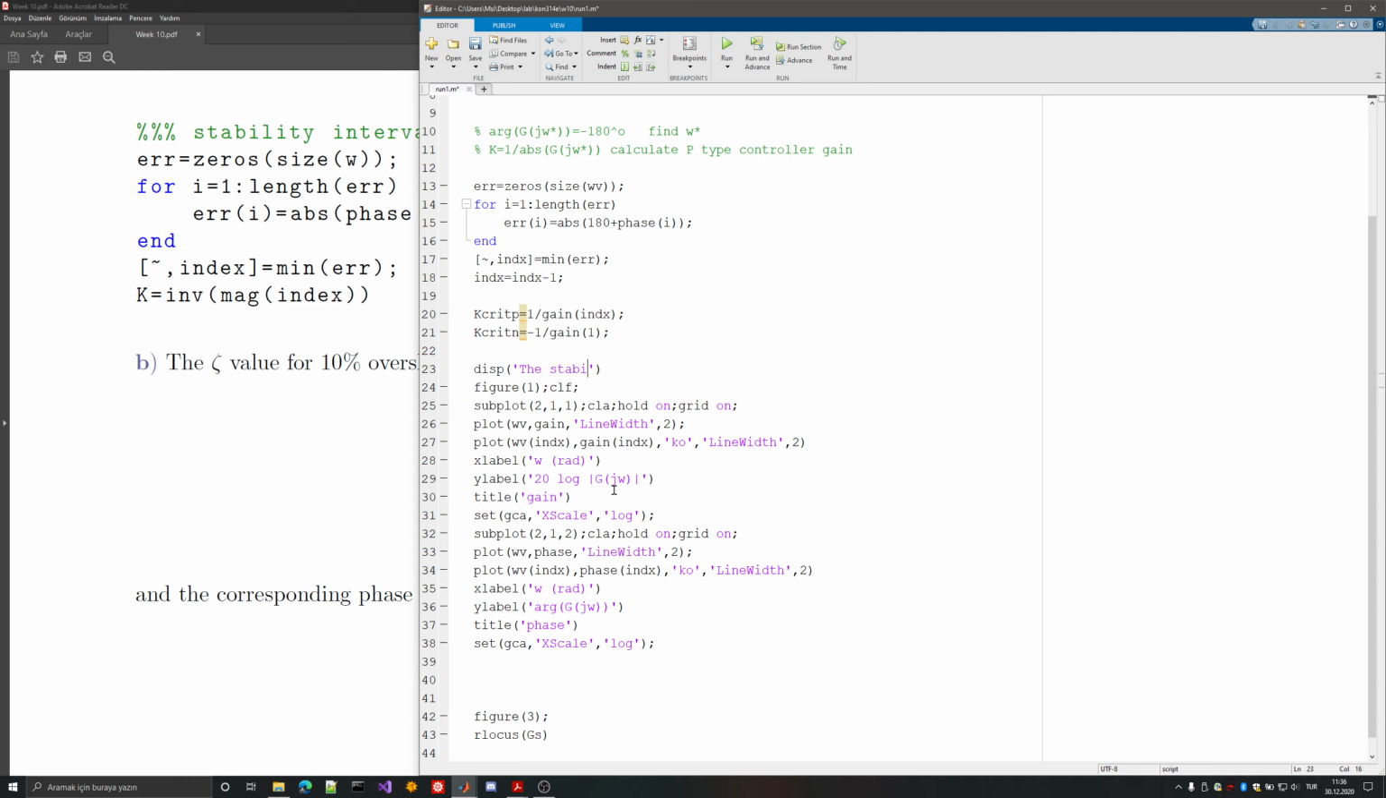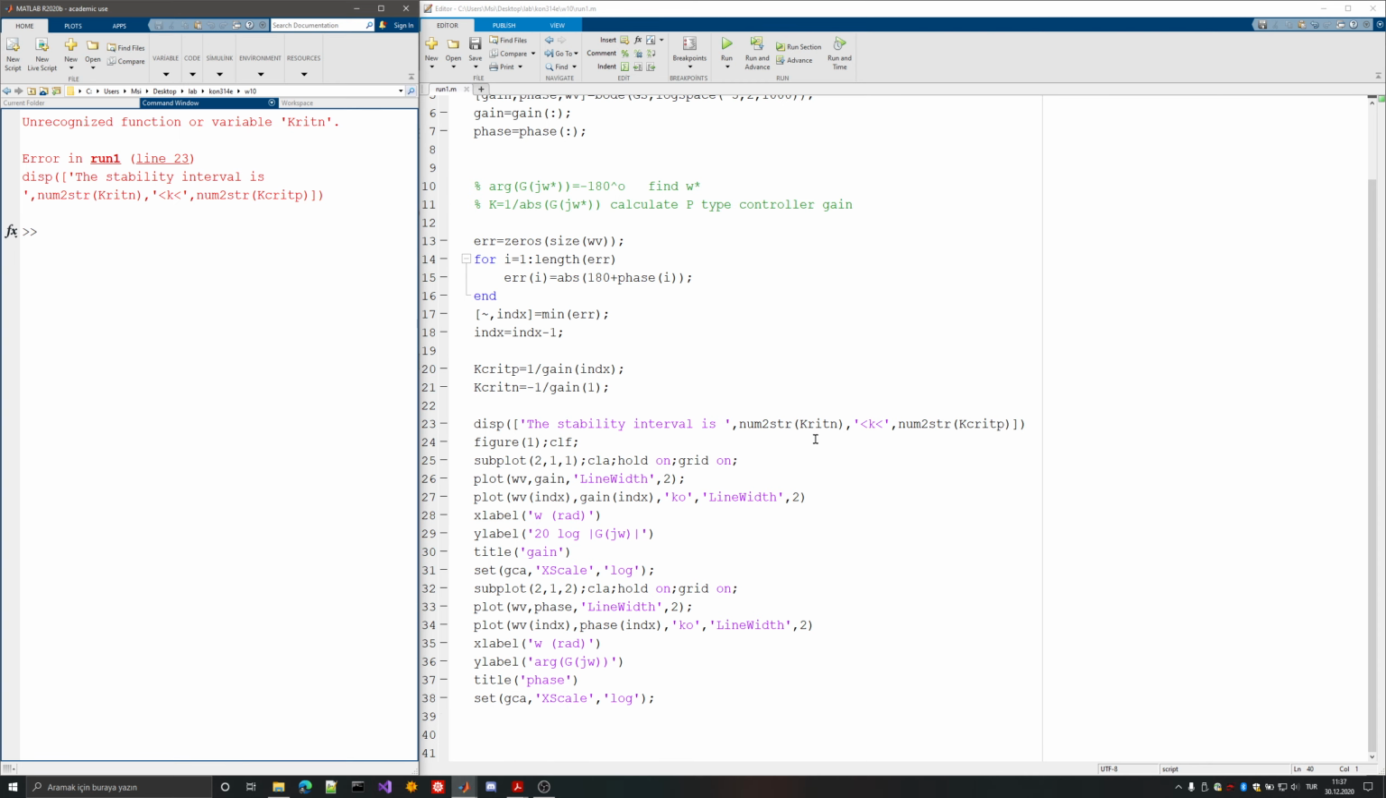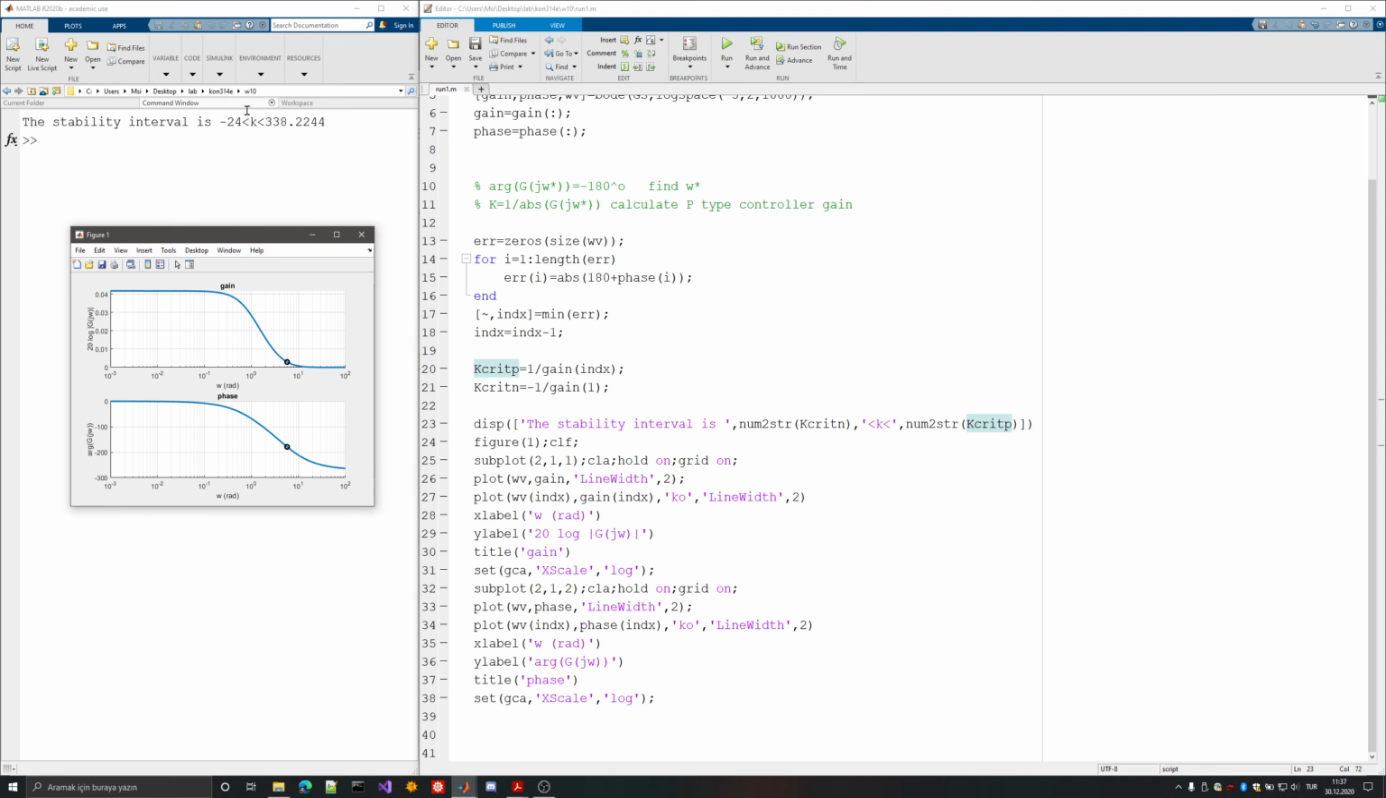The stability interval is, and then something like this, information is, and then we will have num to str k crit negative, and then num to str k crit positive. And let's get rid of this root locus here. What did we mess up here? There we go. We can see that the interval is this.